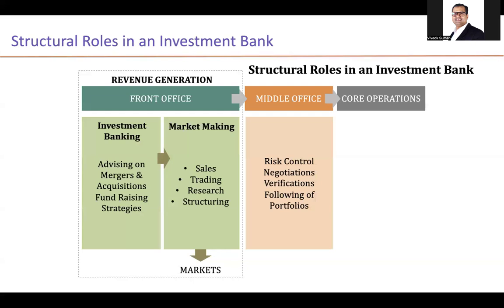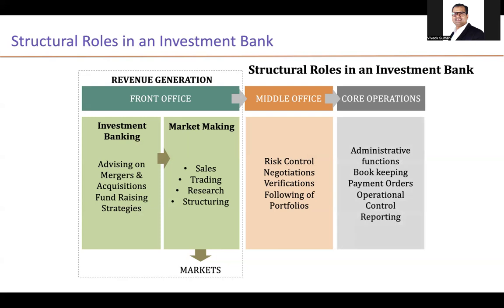Then middle office. Middle office is the office where they make sure that the risk of this company is addressed. Because such a risky business they are doing, right? They are helping clients with large amounts of money. If the IPO fails, who will be blamed? The investment banker. So that risk control measure is done by the middle office. They do negotiation, verification, following of portfolio, etc. That is middle office. And then comes the core office.